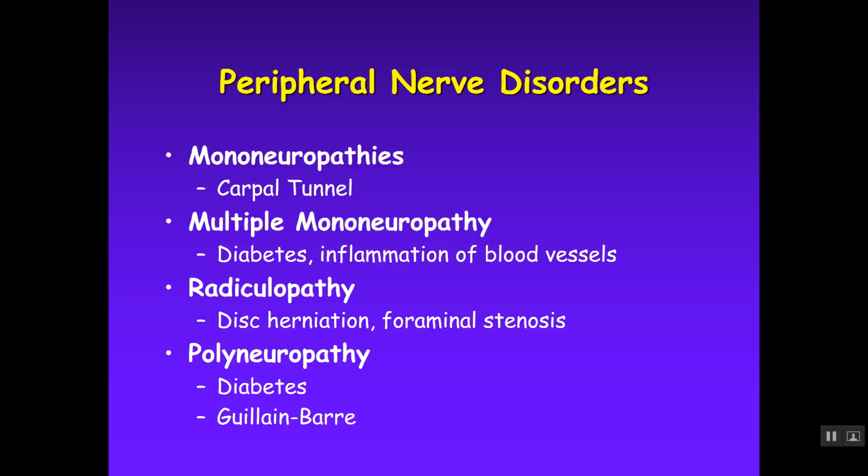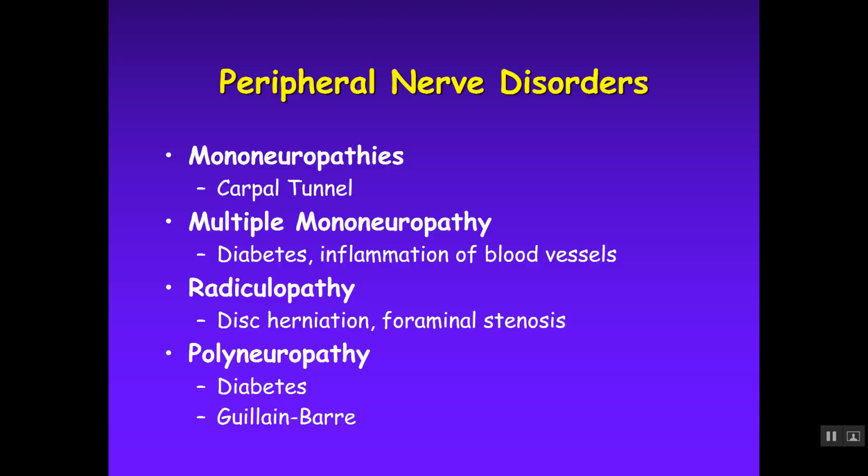Classification of peripheral nerve disorders. When you have nerve dysfunction in the periphery, these are the major classifications. First is a mononeuropathy. That involves a single peripheral nerve, not the nerve root, but the peripheral nerve after it has branched off to go to its final destination. Carpal tunnel syndrome is a good example of a median nerve mononeuropathy.